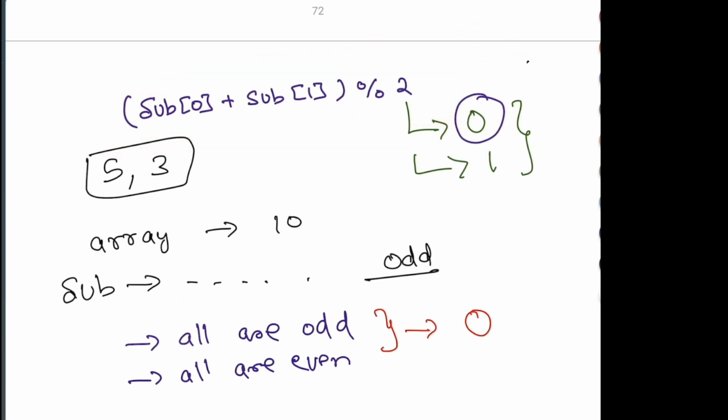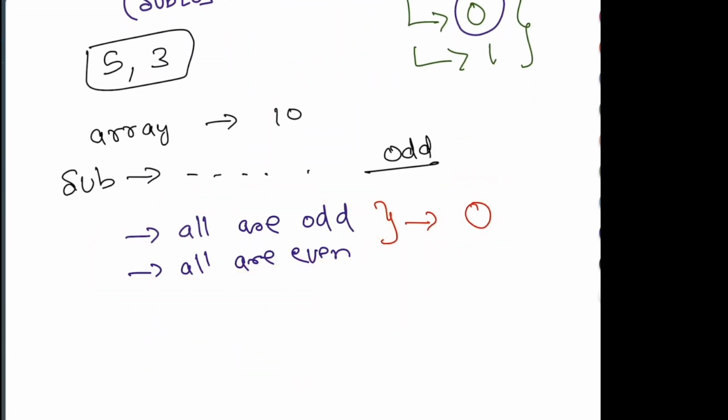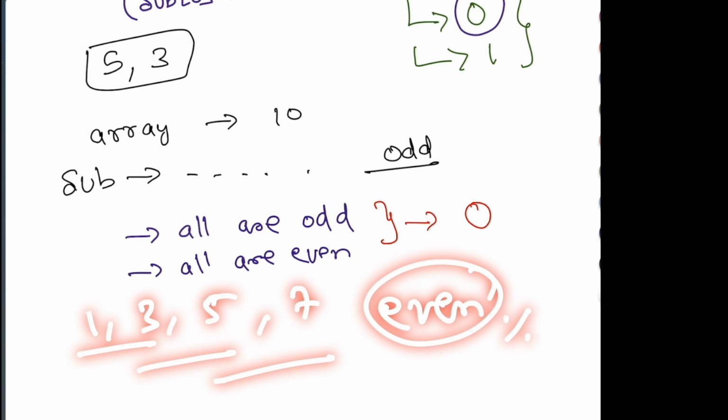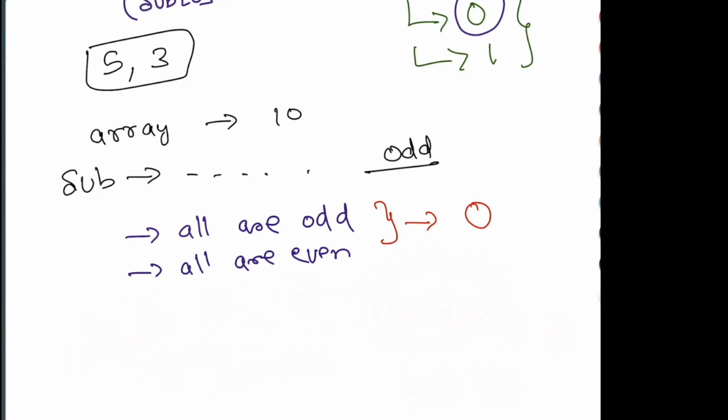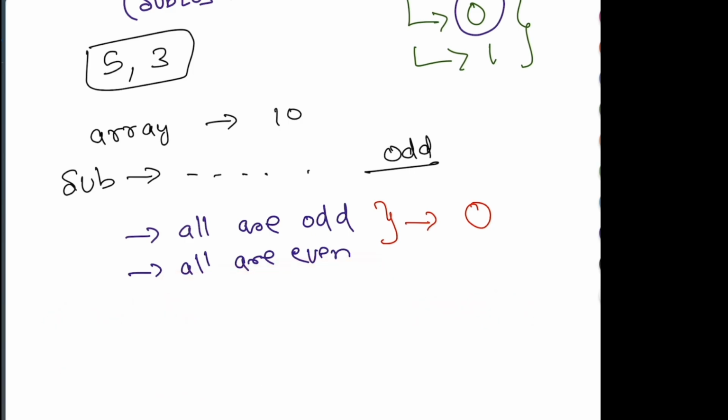That is, take the sum of the two alternate numbers and take the mod with 2. So there are just two conditions in which I can produce the output as 0. When all are odd numbers, every two alternate elements when added will be even, right? And even mod 2 will always be 0. And when all are even, let us say 2, 4, 6, 8, 10, this is the subsequence we have, then every two elements when added will always be even, right? So basically odd plus odd will be even, and even plus even will be even.